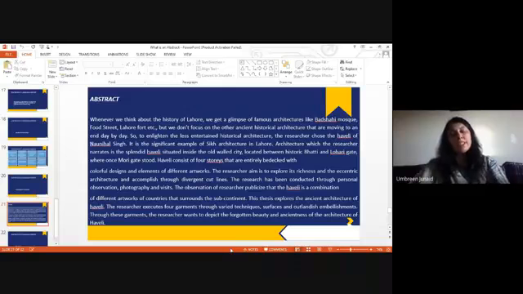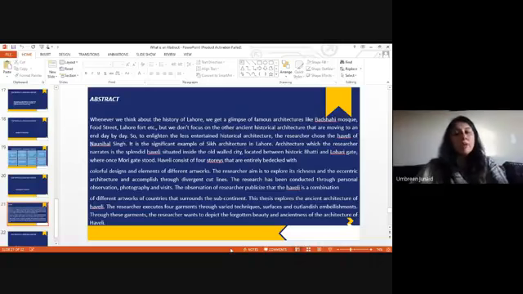Then she tells us what exactly she is doing. She says this is an exact significant example of Sikh architecture. The architecture that she has explored, she tells us where it is located. Now, if you look at it, this is a brief paragraph, and in this brief paragraph, actually she has added everything. From there, she came to the methodology of the research.